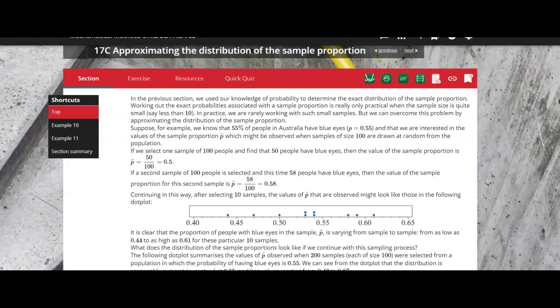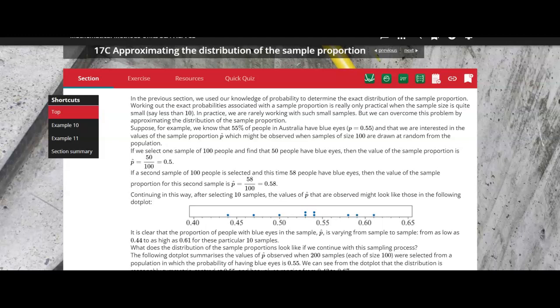Hi everyone, in this video we're going to look at 17C, approximating the distribution of the sample proportion. In this section we're talking about samples of a larger size, and if we were to take many samples, they would fit a normal distribution.